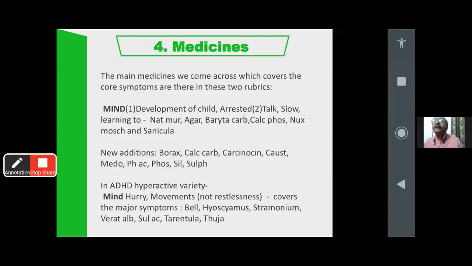Similarly, in ADHD also we have a core rubric, mind, hurry, movements. In ADHD with hyperactivity, that covers major medicines: belladonna, hyoscyamus, stramonium, veratrum album, sulphuric acid, calendula and thuja. So you have to have different shades. In every medicine, you will have different shades. These conditions also have different shades.